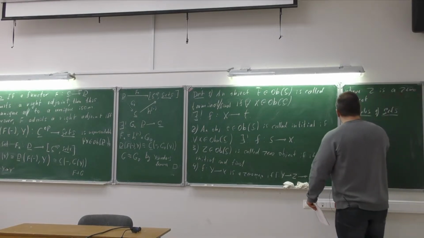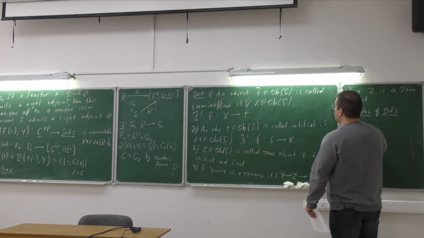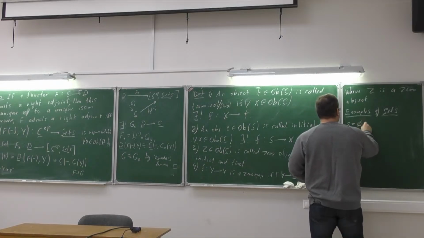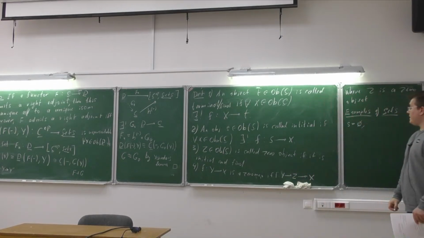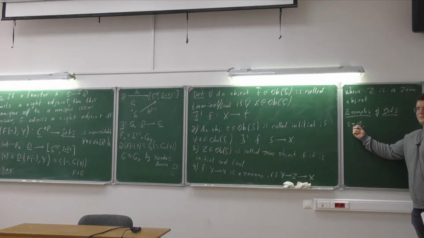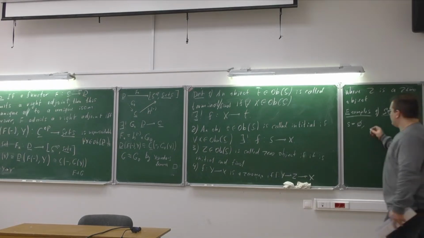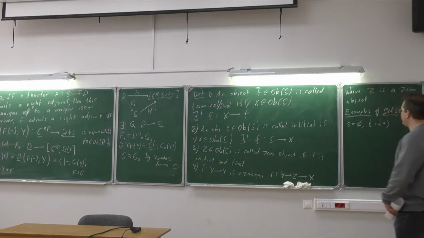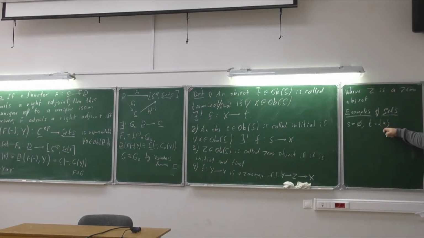Yeah, so the initial object, I'm going to call this S, is the empty set. I think it's clear, I don't need to explain this. How about the terminal object? Okay, I like this answer. But why is the answer just a singleton?